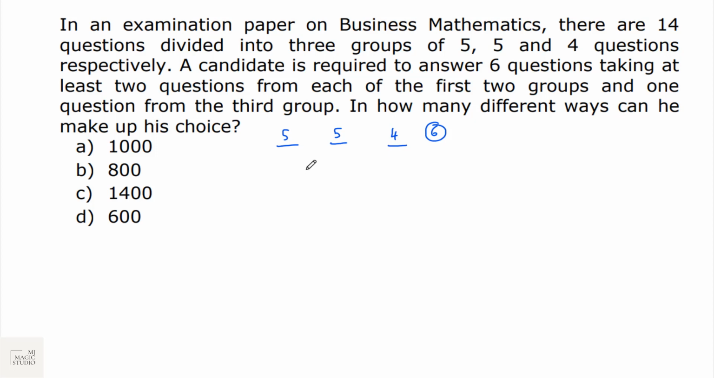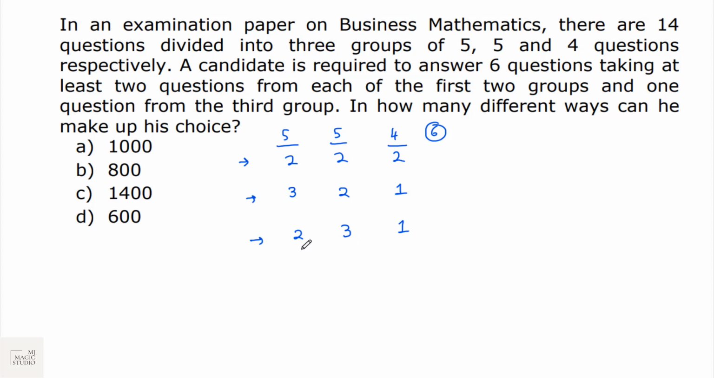Let's first work with the restriction. If he takes 2 from the first group and 2 from the second group, he is allowed to take 2 from the third group. So this can be one of the possible combinations. Now, he can also take 3 from the first group, 2 from the second group and 1, which is compulsory, from the third group. This can also be a combination. Again, one more combination is permitted: 2, 3, 1. All these 3 combinations are allowed.